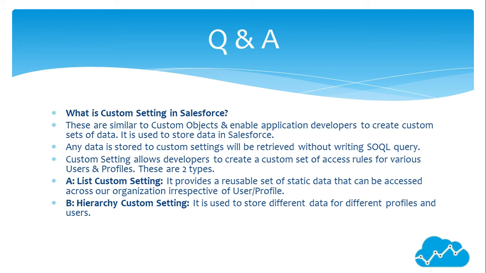These are of two types. List custom setting: it provides a reusable set of static data that can be accessed across our organization irrespective of user or profile. Hierarchy custom setting: it is used to store different data for different profiles and users.